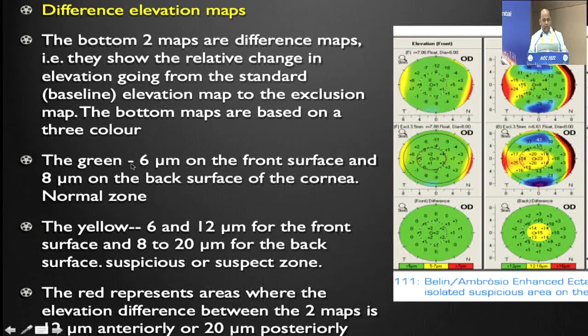So the green is if it is less than 6 micron on the front surface and 8 micron on the back surface of the cornea. The yellow, if it is 6 to 12 on the front and 8 to 20 on the back, then it is suspicious. And the red represents areas where the elevation difference between the 2 maps is more than 12 micron anteriorly and 20 micron posteriorly.